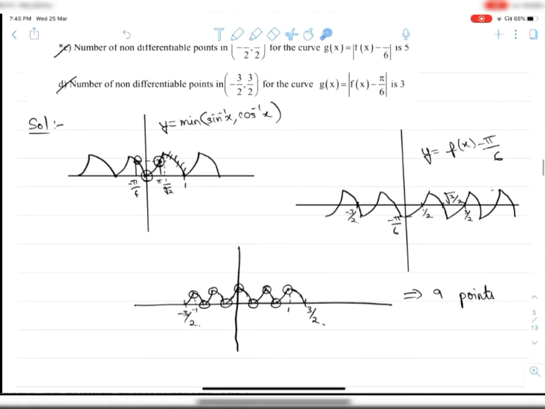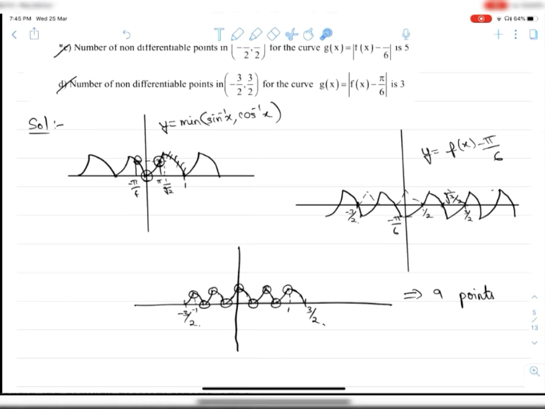And then if I take the modulus for this, the ones which are negative will come off. This will be the graph. So this is minus 3 by 2 and this is 3 by 2. In between, I'll get this graph, including whatever positive values there are. That is, this part will get inverted. I'll get this part of it. So the number of non-differentiable points here will be 1, 2, 3, 4, 5, 6, 7, 8, 9.